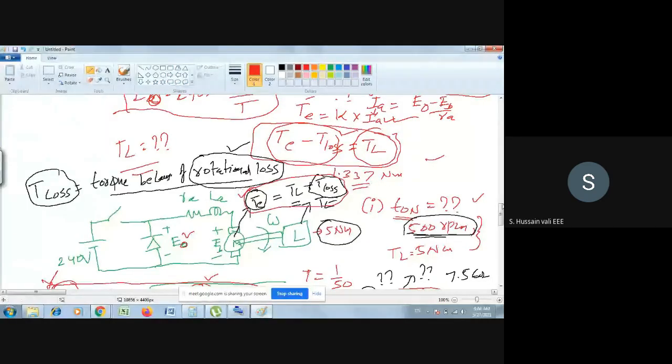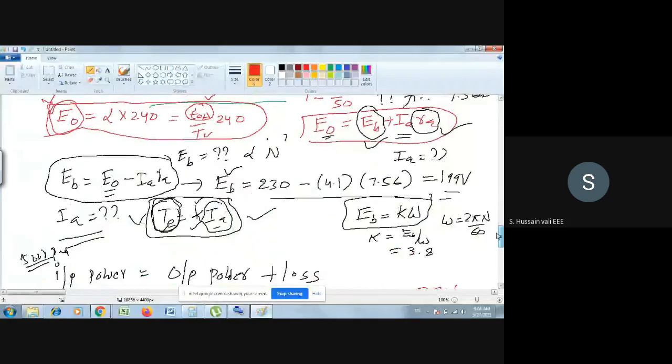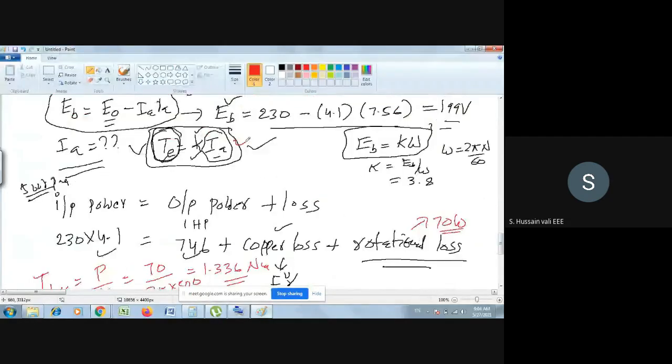Why do we want TE? Because we want to find out IA. That is the logic. So IA is equal to TE by K. TE is equal to 5 plus 1.337, divided by K, which is 3.8. Then we will get approximately 1.667. So we got the IA value.